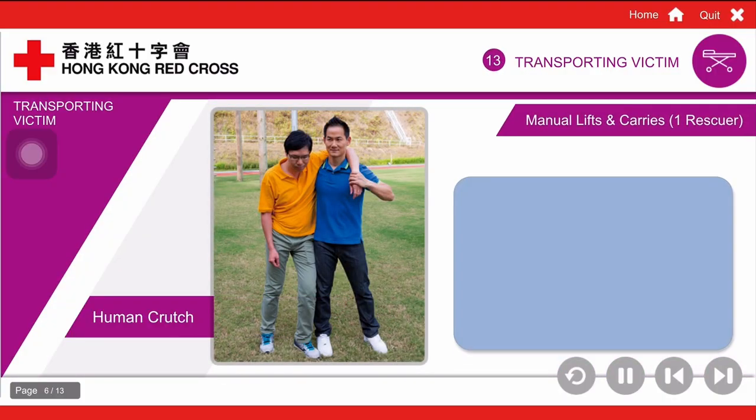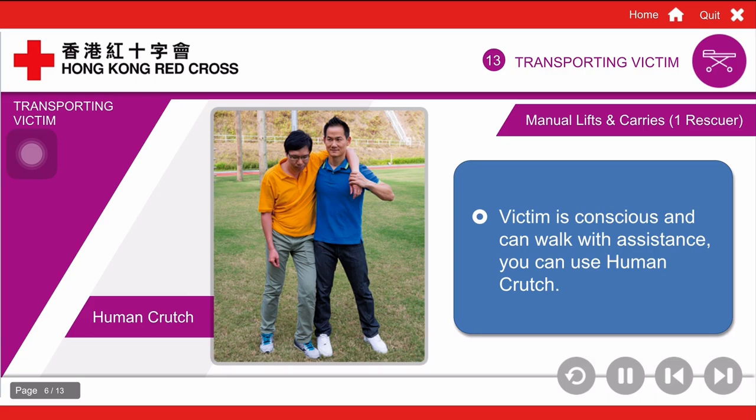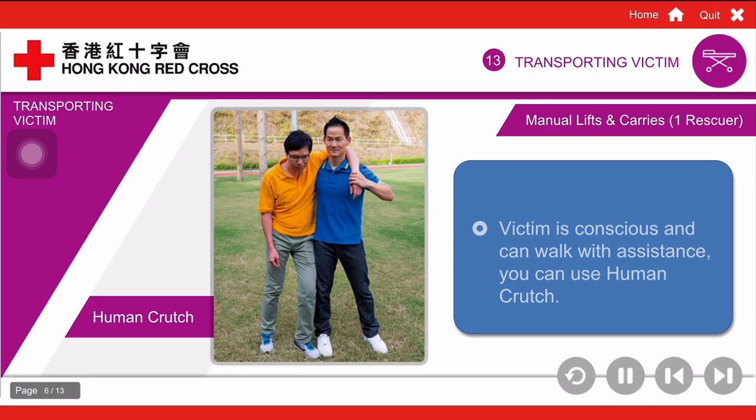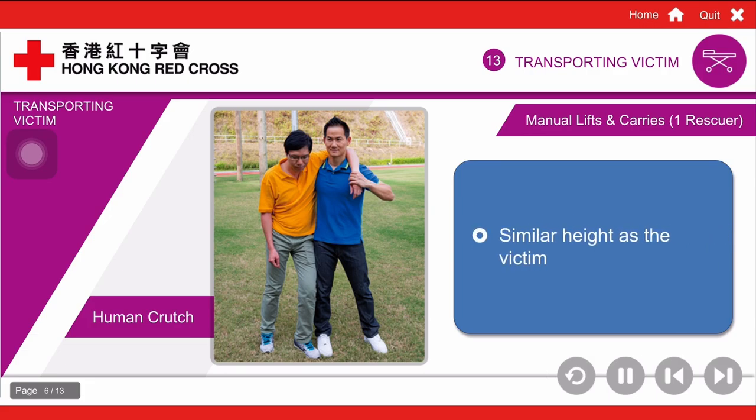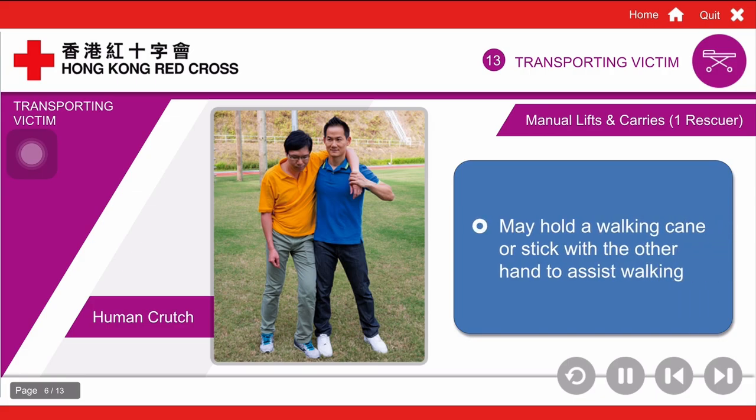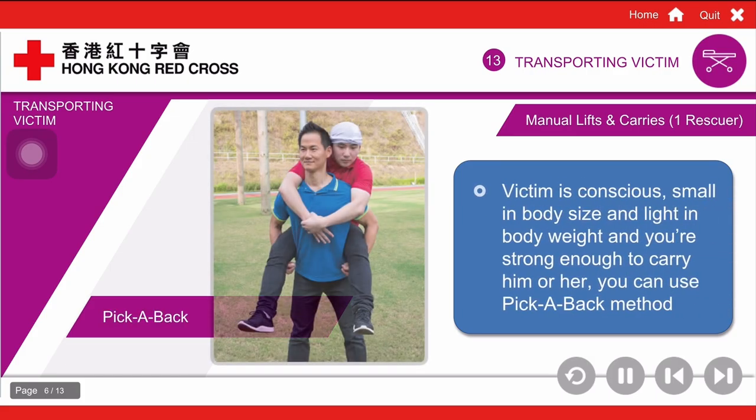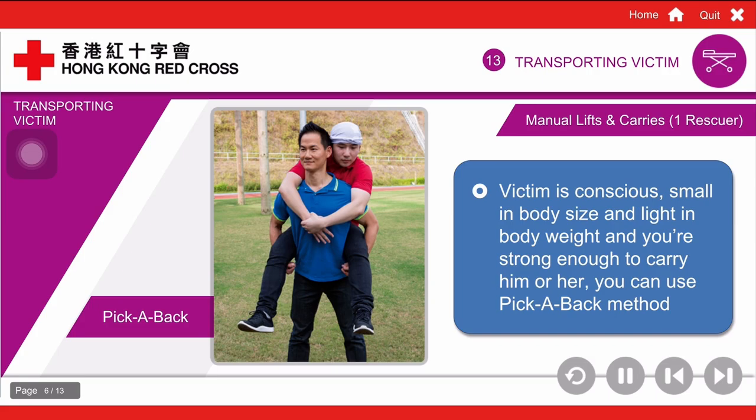Now I'll explain manual lifts and carries. If the victim is conscious and can walk with assistance, you can use the human crutch. It's better if you're of similar height as the victim. If necessary, the victim may hold a walking cane or stick with the other hand to assist walking. If the victim is conscious, small in body size and light in body weight, such as elderly and child victims, and you're strong enough to carry him or her, you can use the pick-a-back method. It's appropriate for long-distance transport.